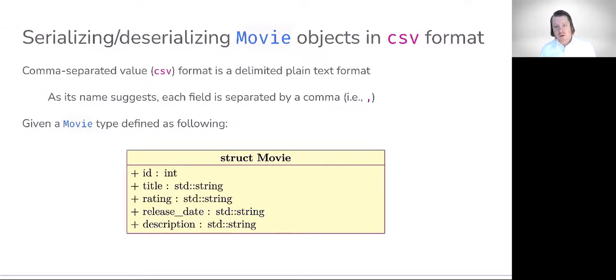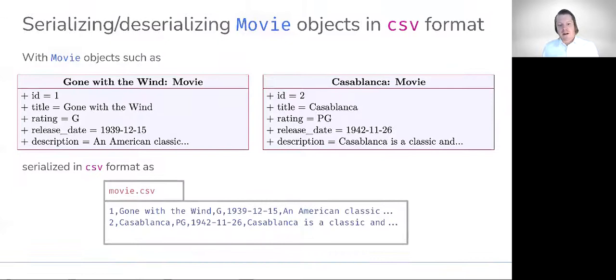We'd use a struct and it would contain 5 different attributes: an integer for an ID, a title, rating, release date, and description, all in standard library strings. We said that we'd essentially like to be able to serialize a collection of movie objects such as Gone with the Wind or Casablanca into a CSV file where each attribute of the in-memory representation would be written to a corresponding field in our structured file format.